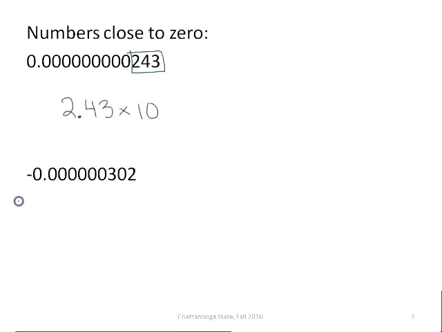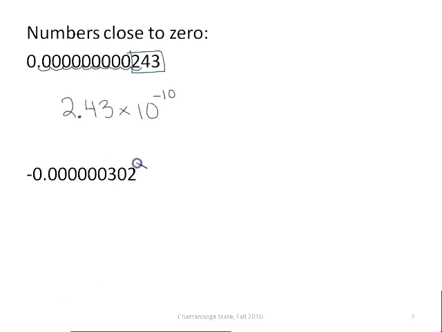Okay, in this case, in order to make this number equivalent to this number, we need to divide 2.43 by 10 to a power. So that's going to make that a negative exponent. So this is going to be how many places? 1, 2, 3, 4, 5, 6, 7, 8, 9, 10. So in scientific notation, this number is 2.43 times 10 to the negative 10th power.